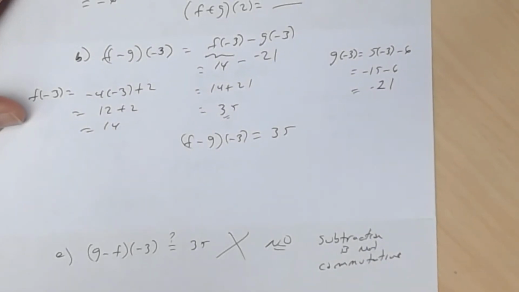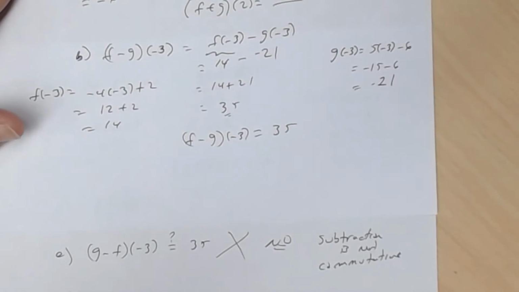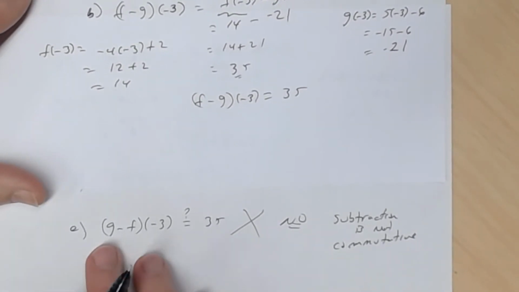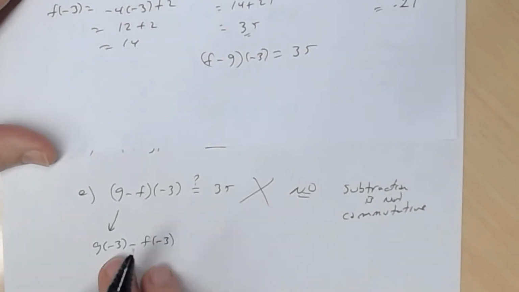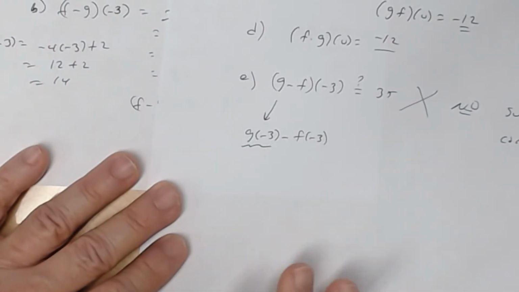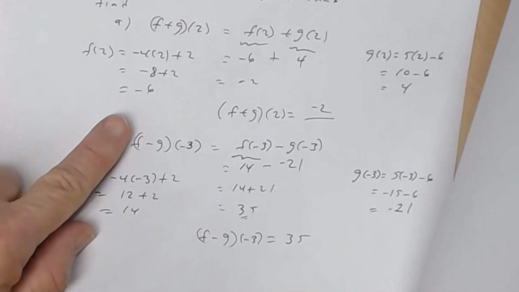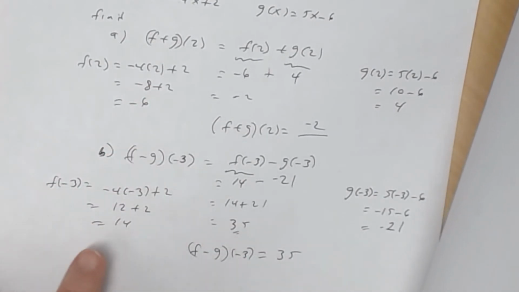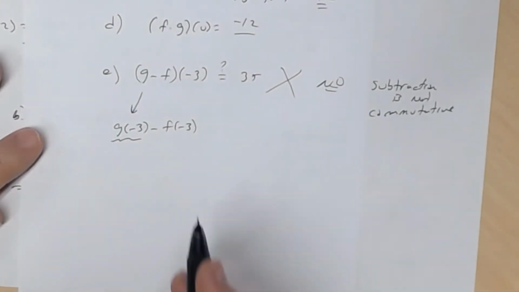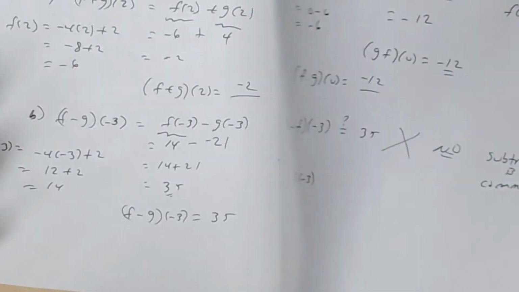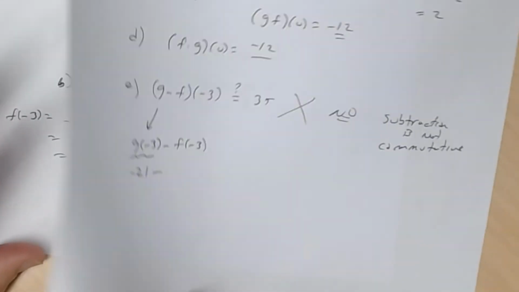So you may say, well, what is it? Well, you could do one of two things. You can actually evaluate it, just like we did here, using the definition. By definition, this means g of negative 3 minus f of negative 3, and then do each one. Didn't you already find them? g of negative 3 was negative 21, minus, and then f of negative 3 was a positive 14.